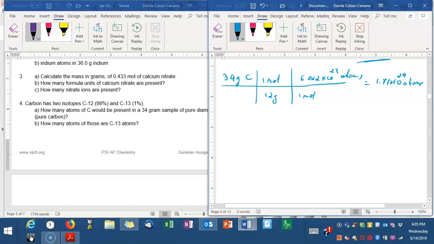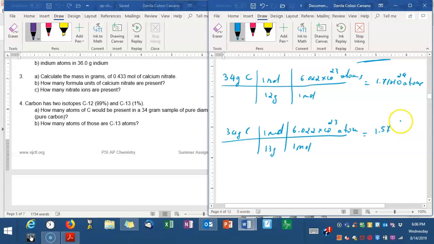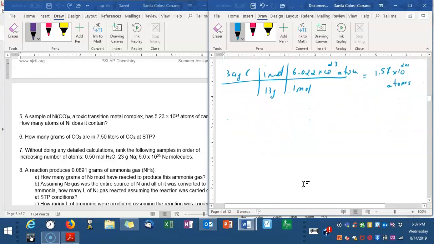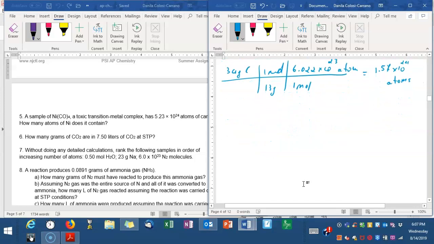Okay, and how many are there instead for the C13? Well, then you do the 34 grams of carbon, but this time with a mass of 13, right? This is 1 mole, and then in 1 mole, you have 6.022 times 10 to the 23rd atoms again, right? 1.57 times 10 to the 24th atoms.